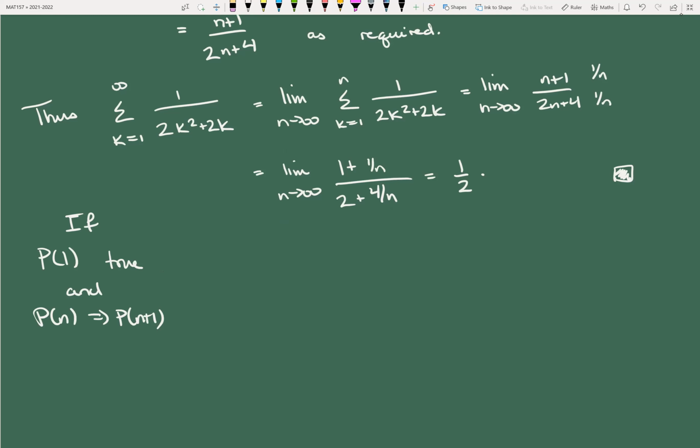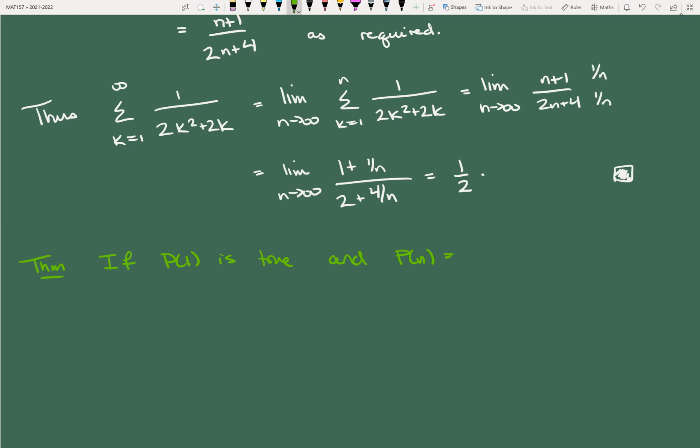Okay, I've written this really poorly. Let me write it as a proper sentence. So, theorem: if P of 1 is true, your base case, and P of n implies P of n plus 1 for all n.